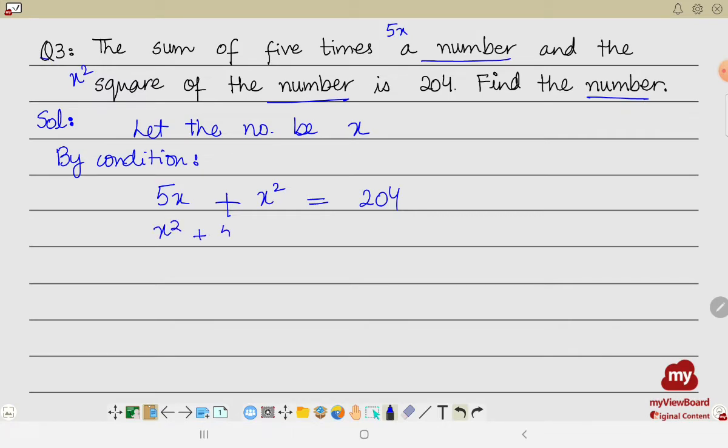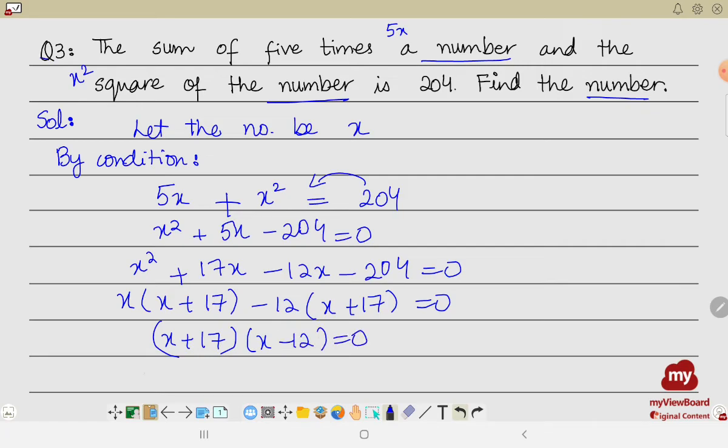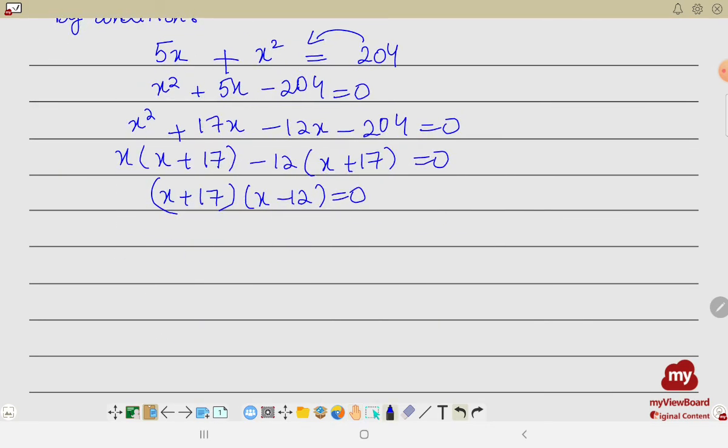So we are supposed to solve it. Let's rearrange it. We'll take 204 to the other side. Now we are going to break the middle term, and 17 and 12 are going to be the factors of it. When you subtract them, you will get 5x. And then we get x minus 12 and x plus 17 equal to 0. Then we equate these two factors one by one to 0. So x is equal to minus 17 and x is equal to 12.